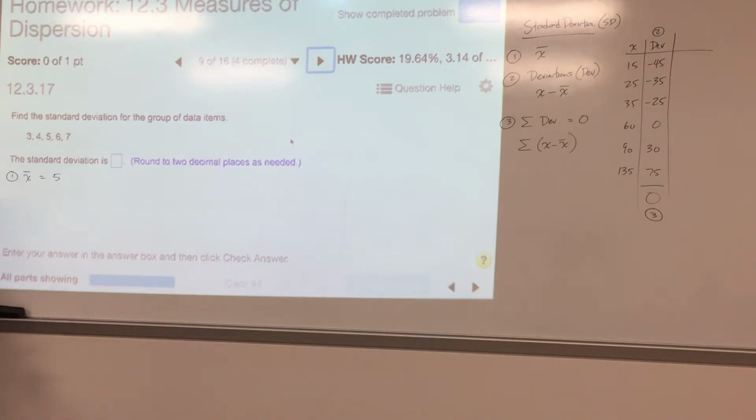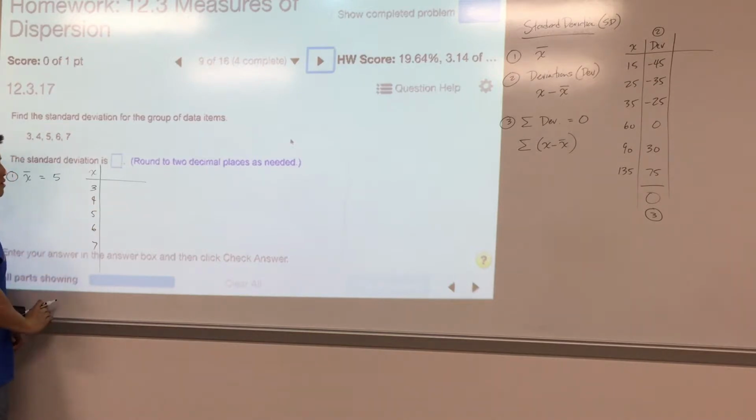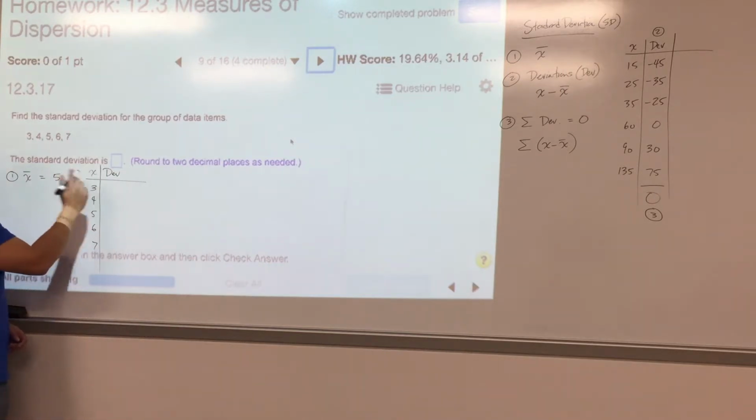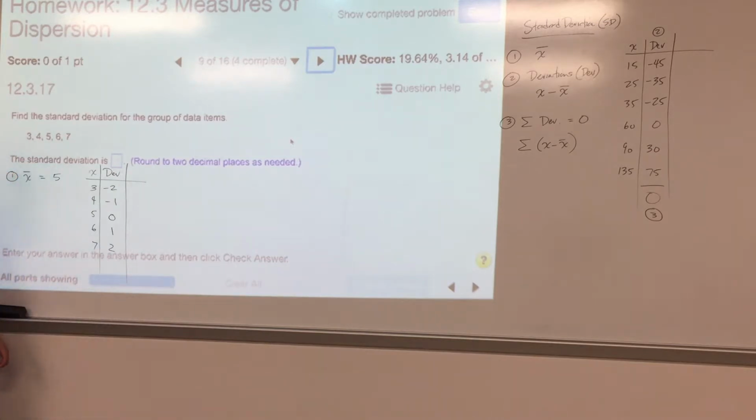All right, step 2. Let's go create our chart. Everybody agree? Okay, so we create our chart. We first start with your x's, and that's 3, 4, 5, 6, and 7. Then we create a column for our deviations, and now let's calculate our deviations. 3 minus 5, negative 2. 4 minus 5, negative 1. 5 minus 5, 0. 6 minus 5, 1. 7 minus 5, 2. Let's double check our work. Does that equal 0? Yes. Sure does. So we are on the right track.